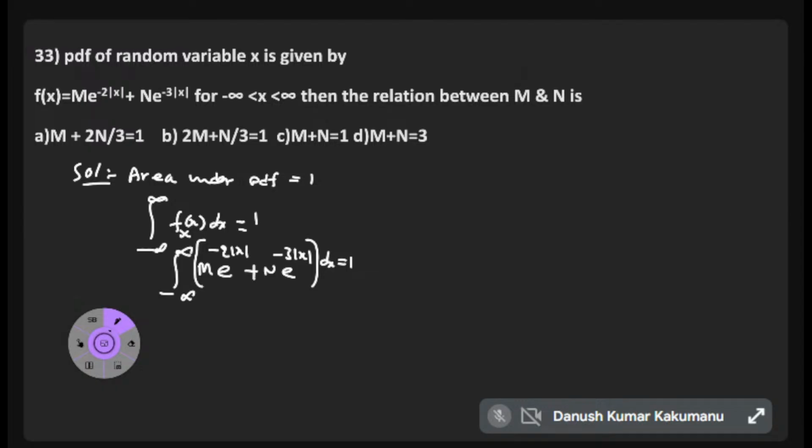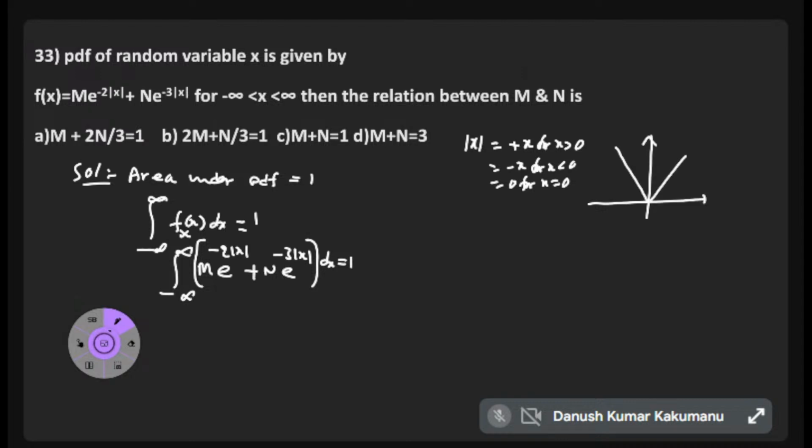Now, as all of you know, what is mod x? Mod x is even function or odd function? Mod x is plus x for x greater than 0, minus x for x less than 0, and 0 for x equal to 0. This is your mod x graph. V-shaped graph. Mod x is a V-shape. Is it even or odd? Even. It is an even function. Even function is always symmetrical about the y-axis.